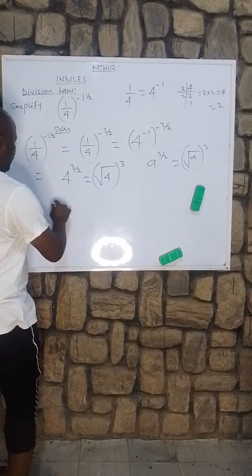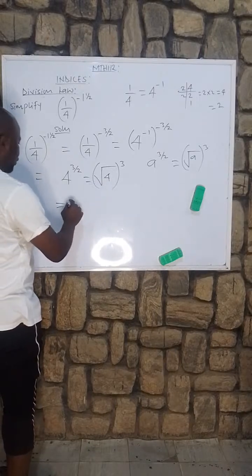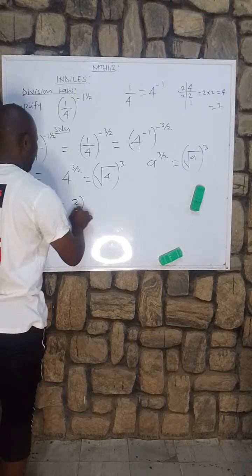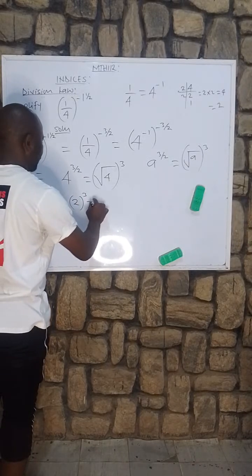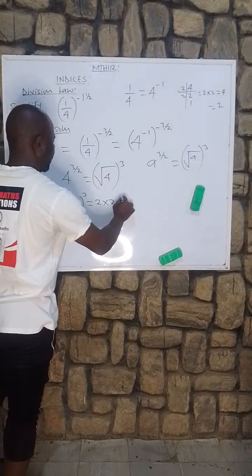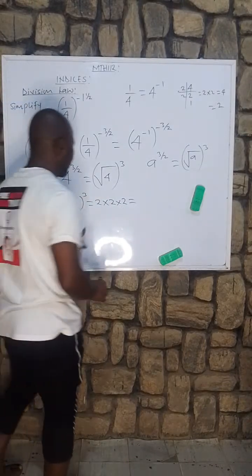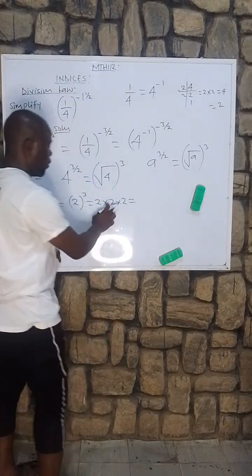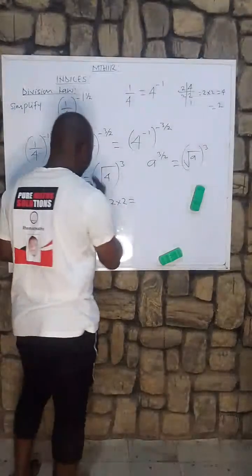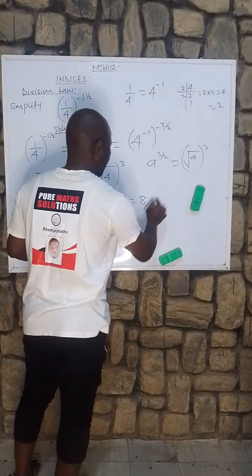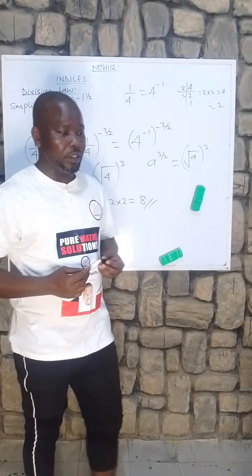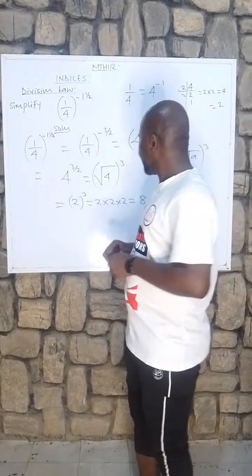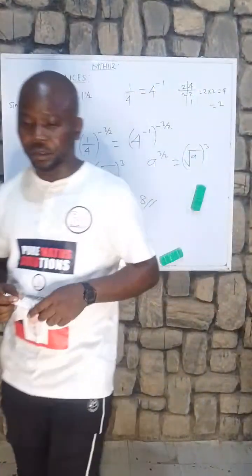So this is equal to, the square root of 4 is 2. But mind you, here it is raised to power 3. So 2 raised to power 3. This is the same thing as 2 times 2 times 2, which is equal to what? So 2 times 2, 4. Times 2, 8. This is what you are supposed to have. Do you understand? This is how you are going to simplify it.